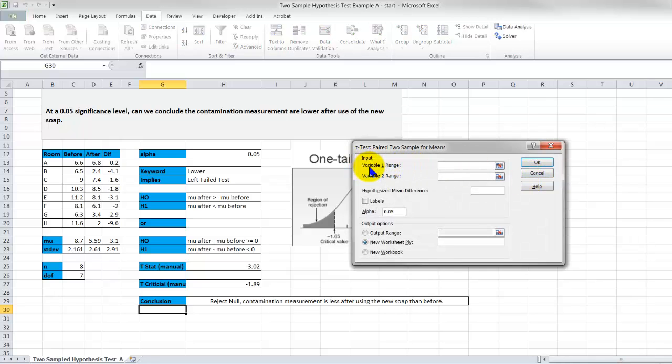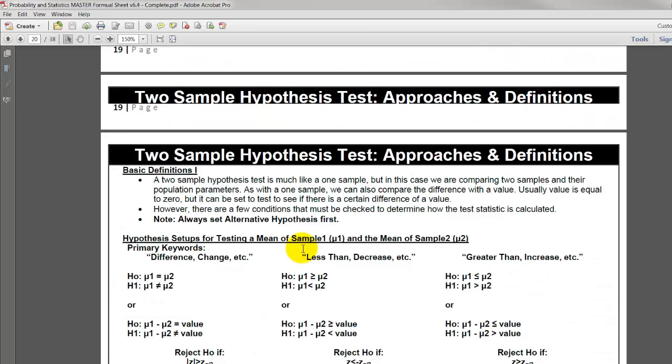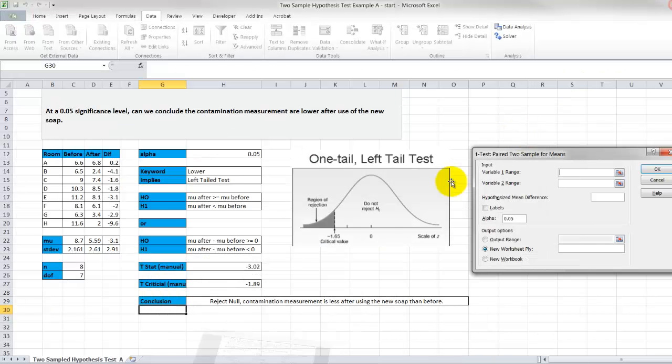Hit OK. It's suggesting, well, what is variable 1? Well, remember when I was going over the formula sheet trying to write the hypothesis statement, I said, well, what is mu1? What is mu2? Is it after? Is it before? So I'm going to treat this as variable 1 is the leftmost, meaning whatever you write here, mu after is going to be variable 1.